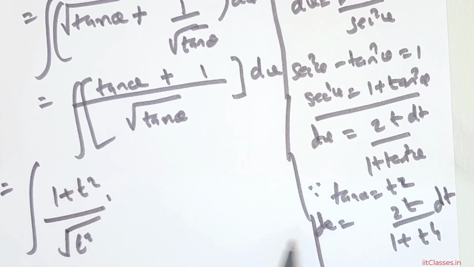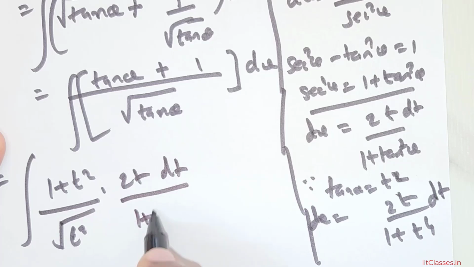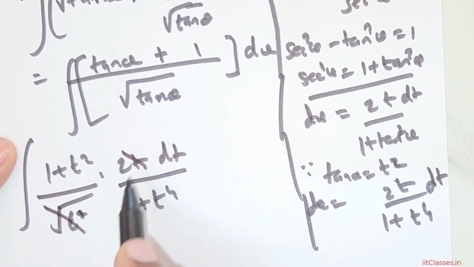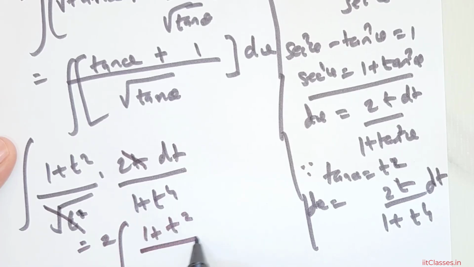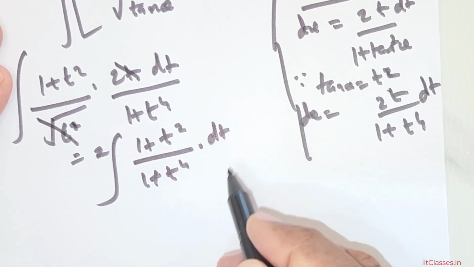In place of d theta I have got 2 times t dt divided by 1 plus t raised to the power of 4. Now the square root of t squared and a t get cancelled. You have a 2 there, take the 2 out. So you have 1 plus t squared divided by 1 plus t raised to the power of 4, times dt.